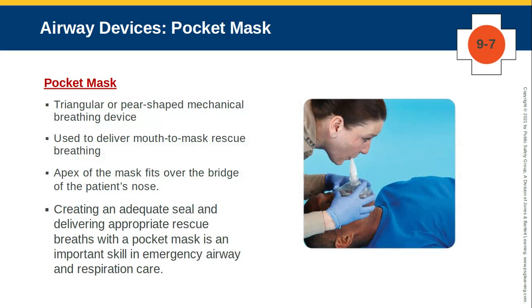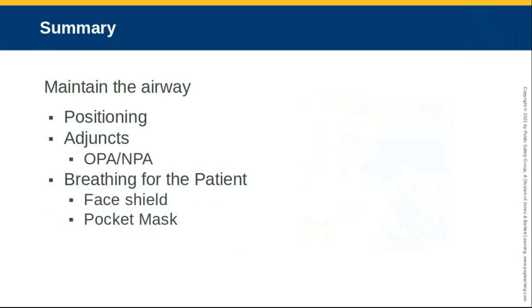CPR masks also require a good seal to occur, but they're a little bit more straightforward. They're triangular shaped, so the pointy part of the triangle fits over the bridge of the nose, and then a soft silicone seal allows you to seal to the patient's face and provide effective breaths. In summary, we can maintain the airway by putting a patient in a recovery position, keeping the airway patent with either an OPA or an NPA, and subsequently perhaps breathing for the patient through one of our barrier devices.